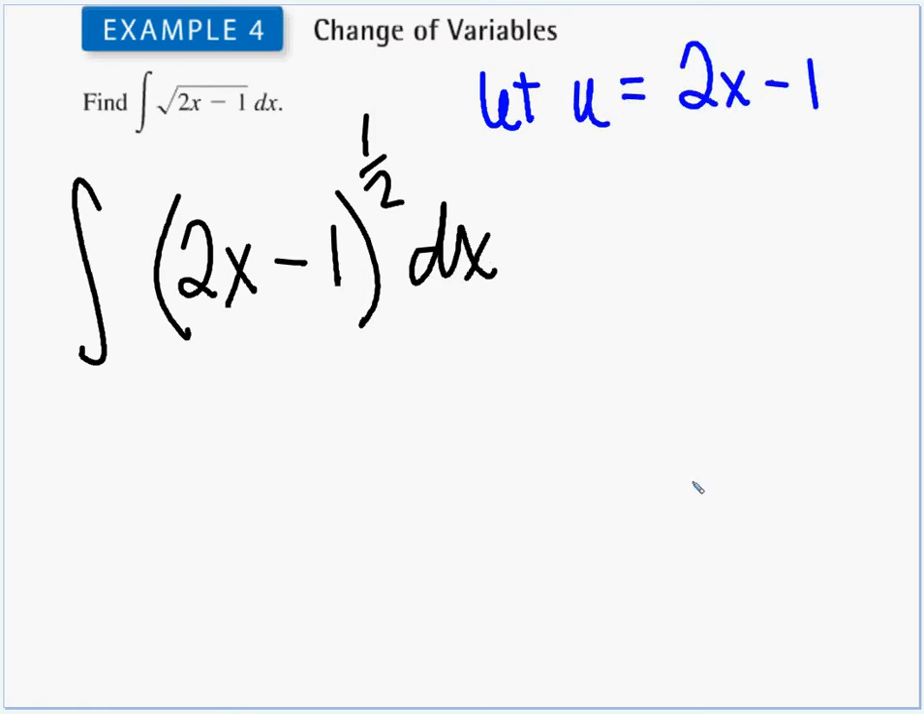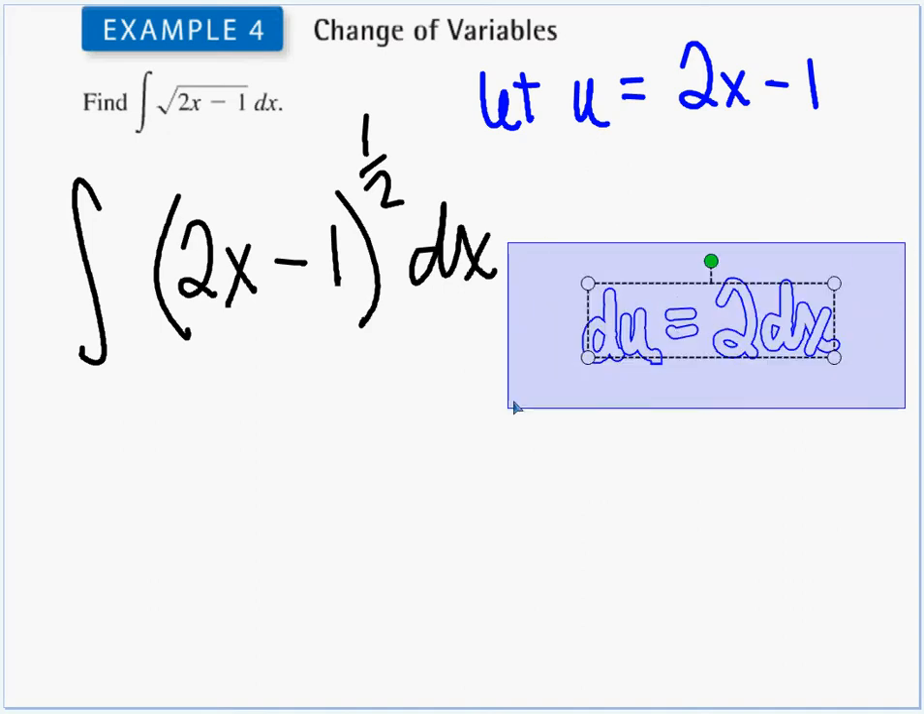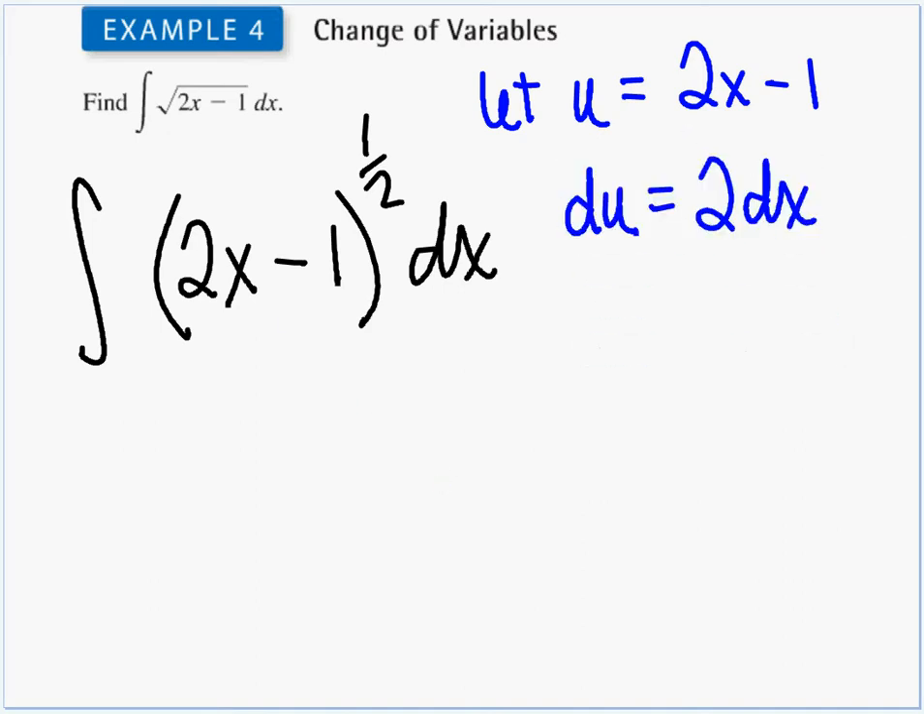So if we derive that, du/dx, the derivative of u with respect to x, would just be a 2. Now we want to get the du by itself, so we're going to multiply both sides by the dx. So du is 2 dx. And let me get rid of a little bit of this so I have some more room. So let's take what they gave us, the stuff here in black ink, and rewrite it using our substitution. So this 2x minus 1 is out. That is replaced with a u. So that becomes u to the 1/2.